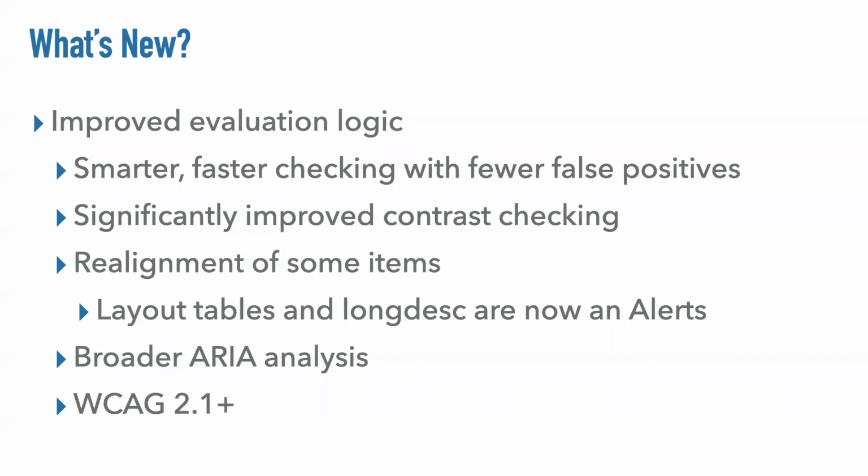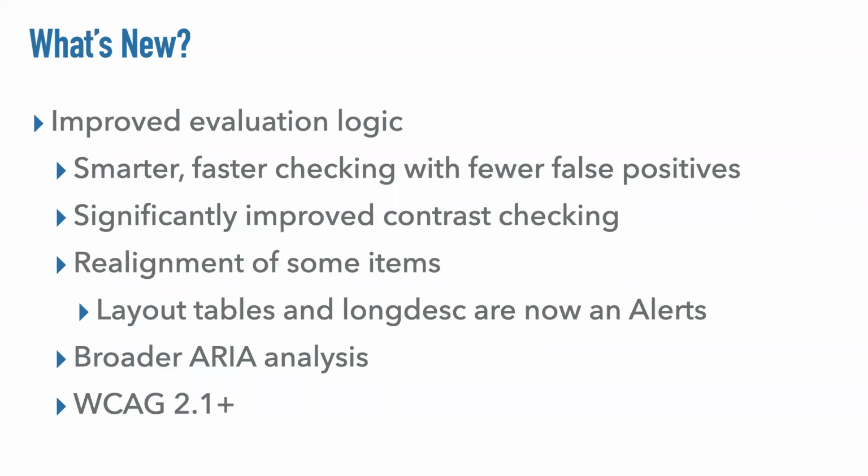We realigned some of the things that Wave shows, kind of recategorized. For instance, layout tables and long desc are now identified as alerts within Wave. Those are things that generally should be avoided, don't have good accessibility support. So, you know, as times have changed, we've realigned to provide better feedback on those.